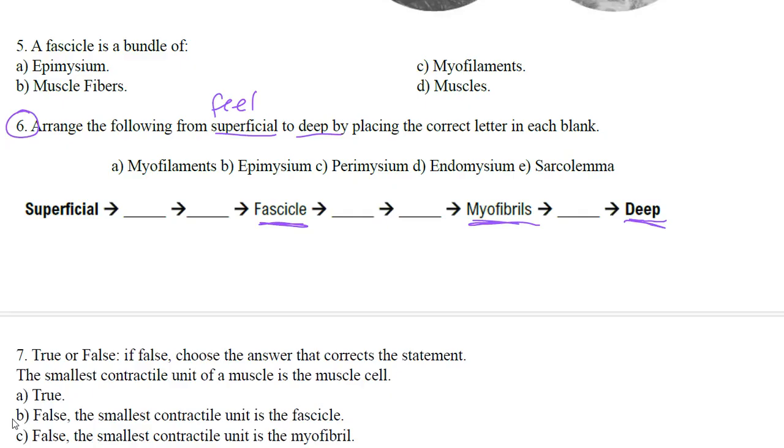Well, again, I can just look at things here. Epimysium has to do with the whole muscle. Perimysium has to do with fascicles.